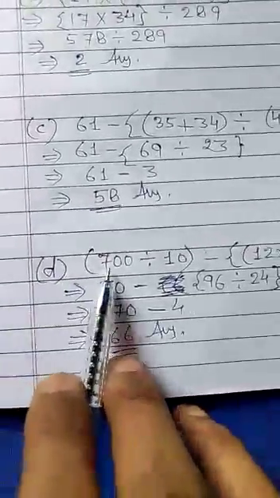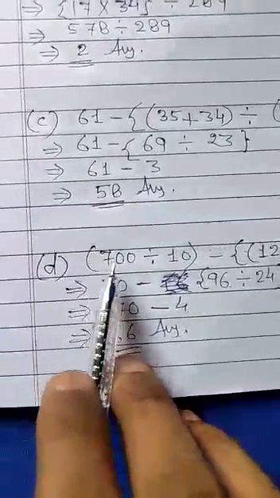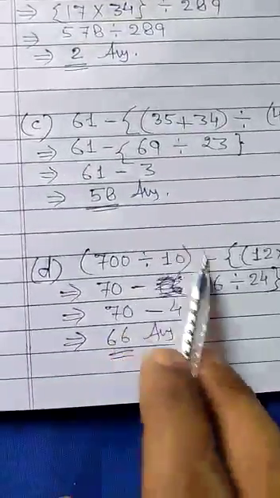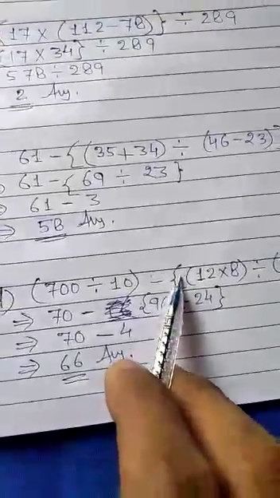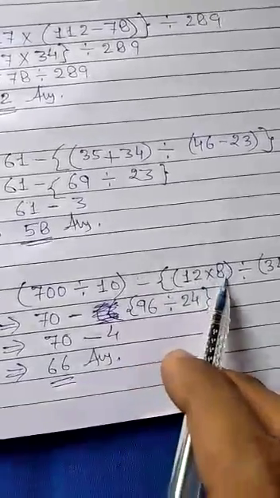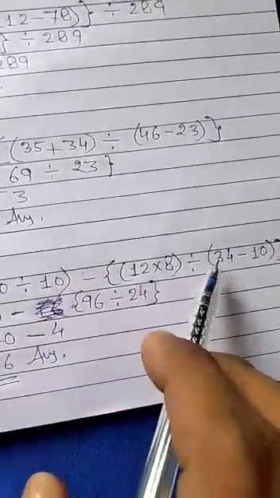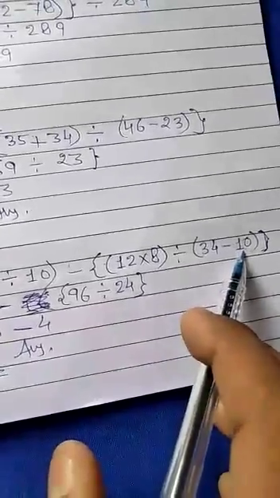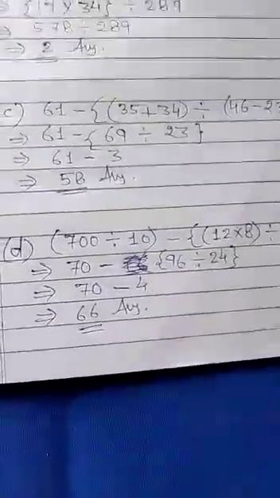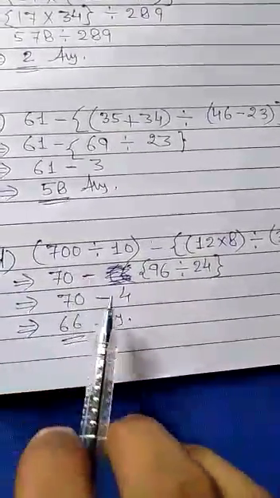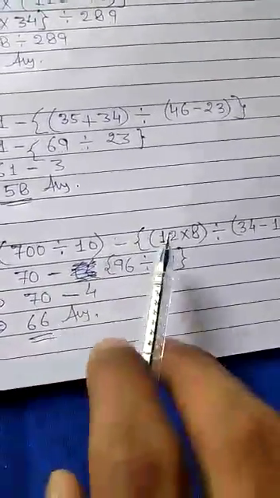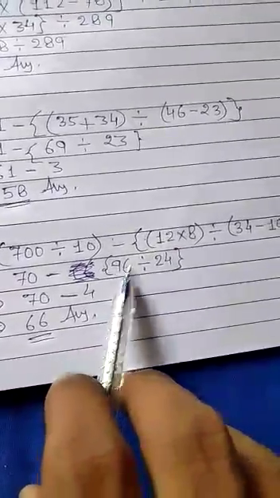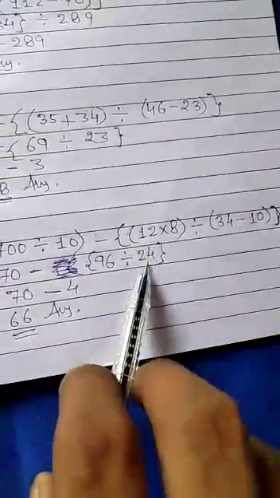In question number D: (700 divided by 10) minus [(12 multiplied by 8) divided by (34 minus 10)]. So first we will solve all the first brackets. First 700 divided by 10, it will be 70. Then 12 multiplied by 8, it will be 96, divided by 34 minus 10, it will be 24.